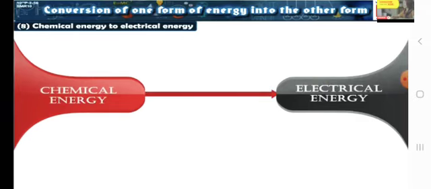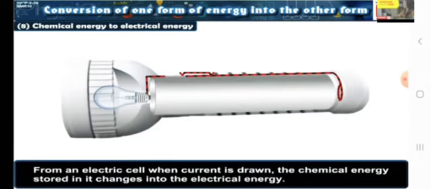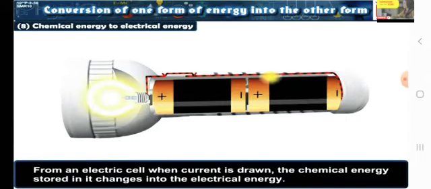8. Chemical energy to electrical energy. From an electric cell, when current is drawn, the chemical energy stored in it changes into the electrical energy.